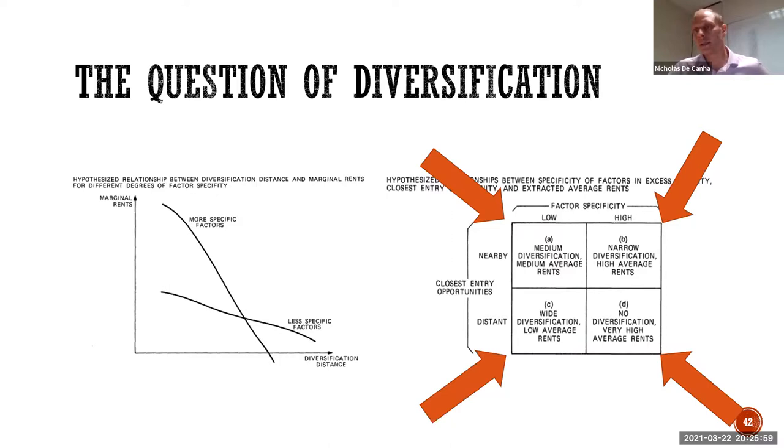So that doesn't particularly work. On the other hand, Apple buys a company about once a week, I think they said something like that. But they stick to areas where their factor specificity is much, much better. So something in the middle here. And so their rents remain pretty high.